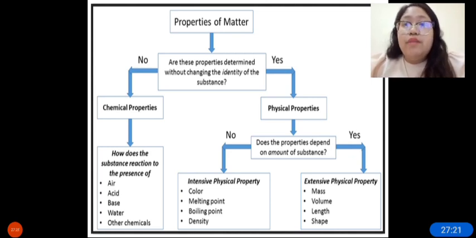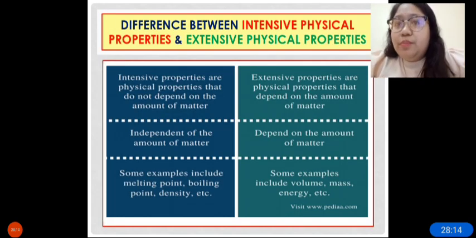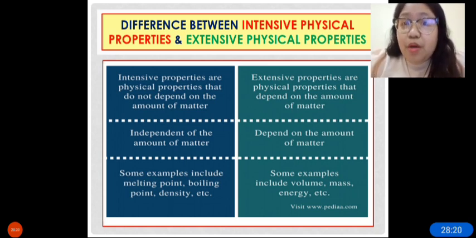Now, another question we have here: do the properties depend on the amount of substance? If your answer is no, then you are referring to intensive physical properties, and this includes color, melting point, boiling point, and density. If your answer is yes, then you are referring to extensive physical properties, and this includes mass, volume, length, and shape. Now we have here the difference between intensive physical properties and extensive physical properties, just as additional information.